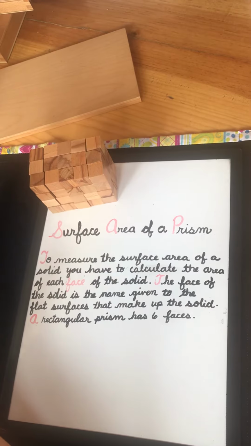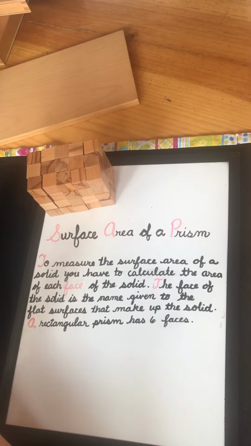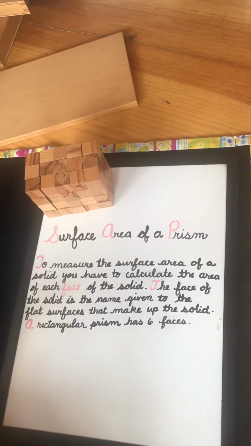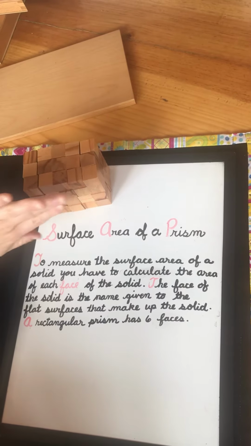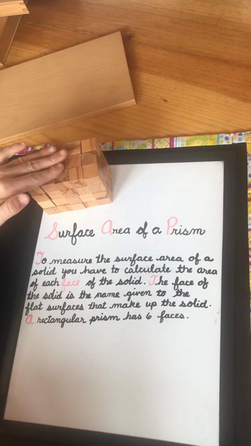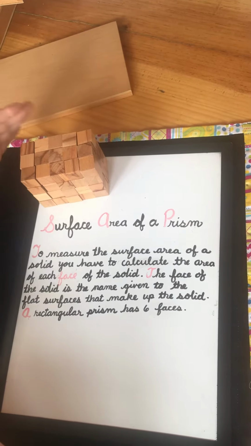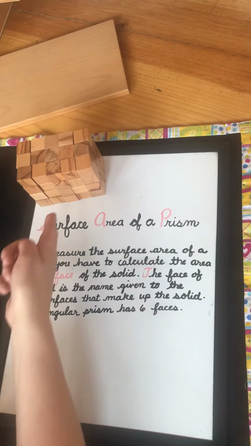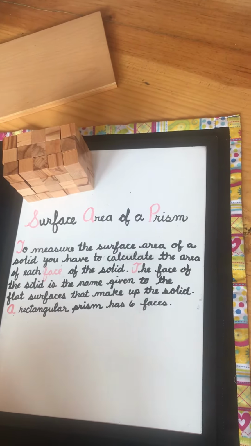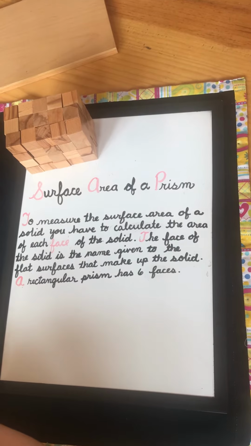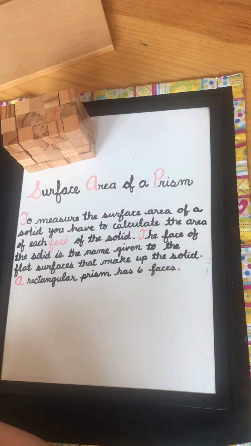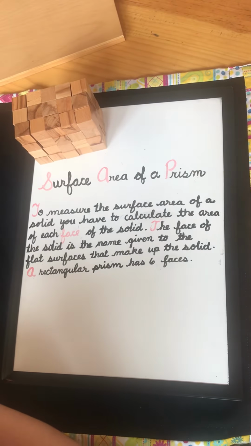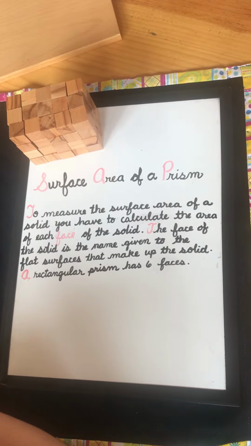How many faces does a rectangular prism have? The faces are the flat surfaces that make up the solid. So here we have 1 face, 2 faces, 3 faces, 4 faces, 5 faces, and underneath our 6th face. A rectangular prism has 6 faces. To measure the surface area of this rectangular prism, we'll have to measure the area of each of those faces and add them up together.